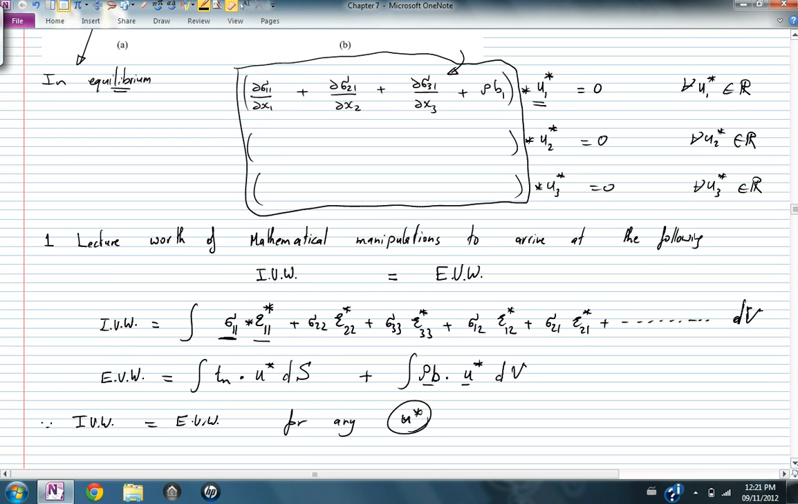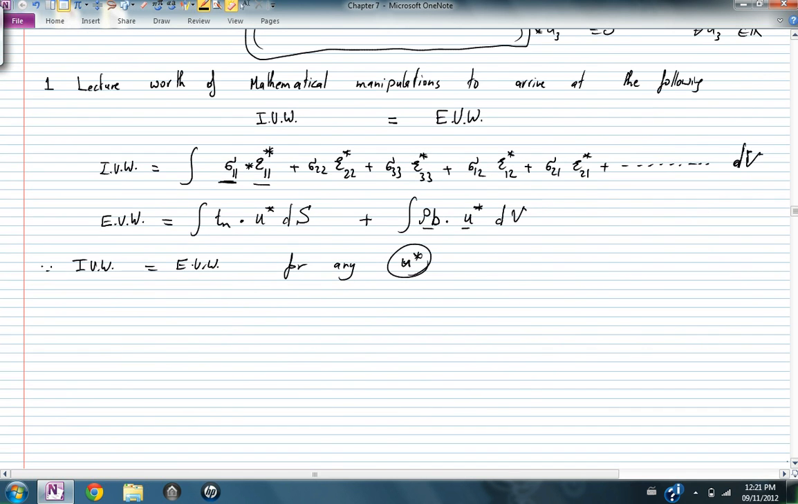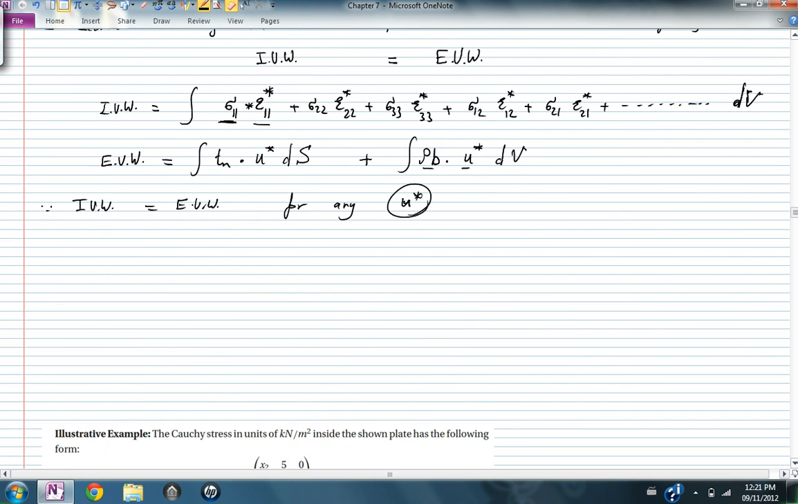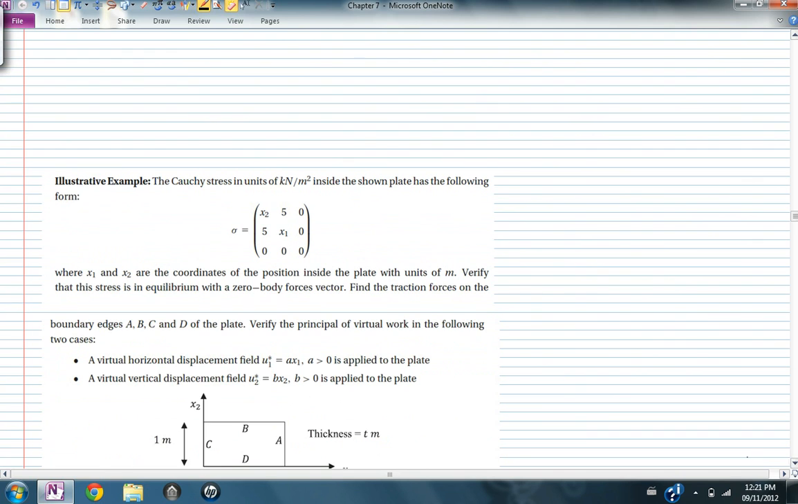So let's utilize an illustrative example just to show what all the terms in the equations mean. I have internal virtual work, external virtual work, the forces on the boundary, the body forces, and all that. So let's look at an illustrative example to show what all these things mean.